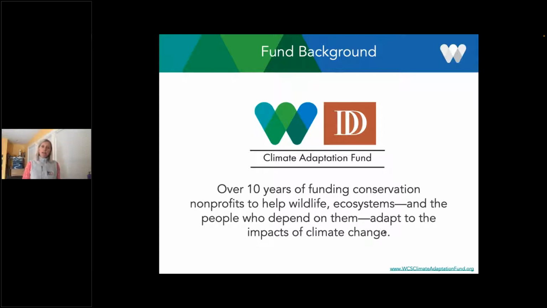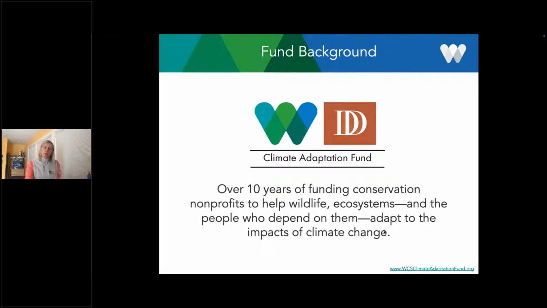So we came together to create the Climate Adaptation Fund to support conservation nonprofits working in the United States to implement projects that are designed to help wildlife and ecosystems and the people who depend on or operate in relationship with those natural systems, help them adapt to the impacts of a changing climate.